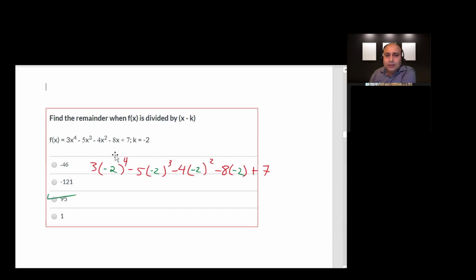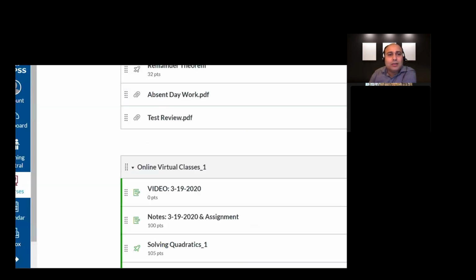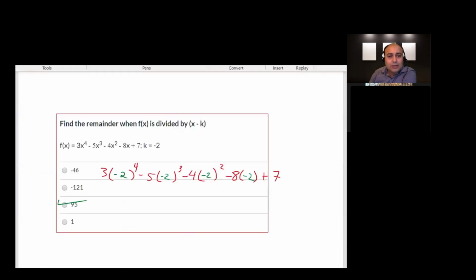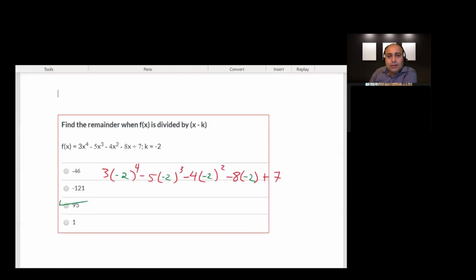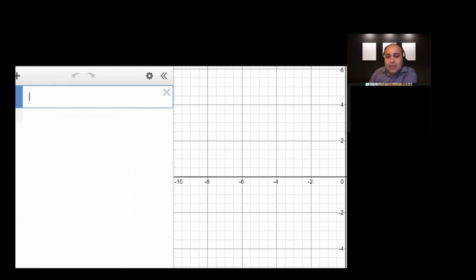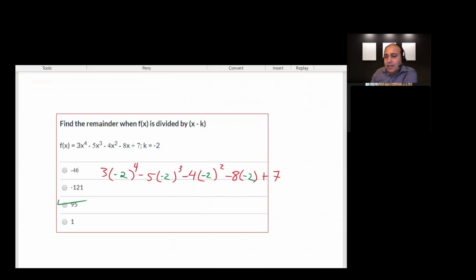Okay, is there another way you can do this on Desmos? I believe there is. If I use Desmos right here, let me grab it. That's going to be too much to type in. Anyway, if I type this in Desmos, I'm going to find a coordinate, -2 and 95, which means when x is -2, the value of y is 95. That's what I'm going to find.